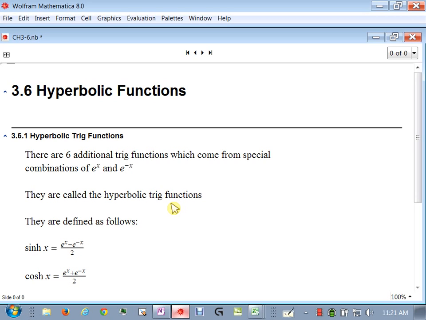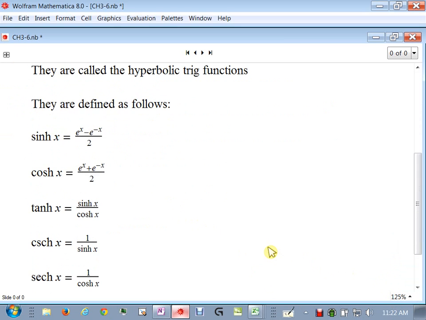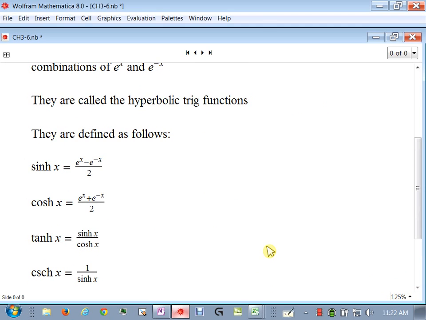All right, there are 6 additional trig functions which come from special combinations of e to the x and e to the negative x. They are called the hyperbolic trig functions, and they are defined as follows. So we have what we call the hyperbolic sine function. Now you can say sine hyperbolic, that's okay. Hyperbolic sine is the way most people say it, but if you want to say sine hyperbolic, everyone understands what you're getting at. But the function is defined to be this.